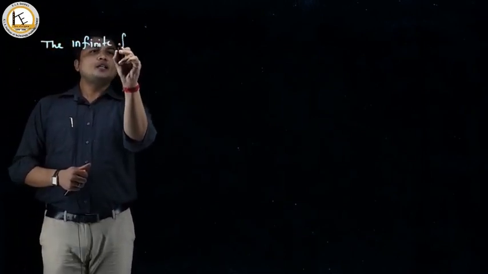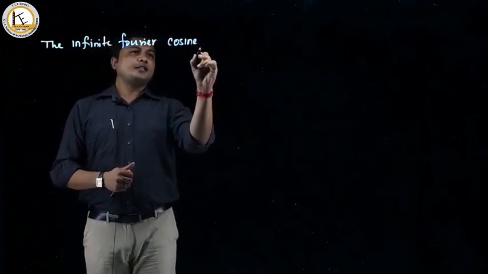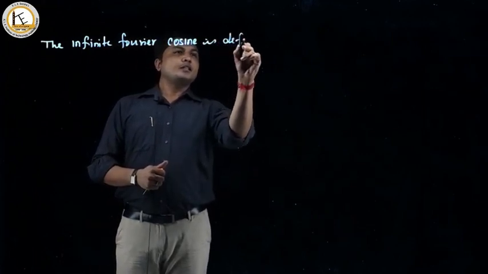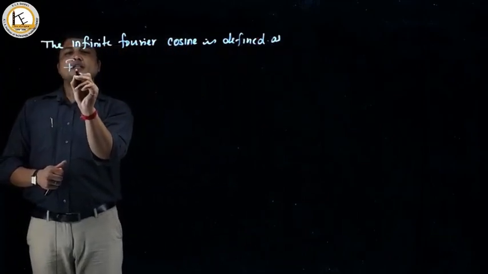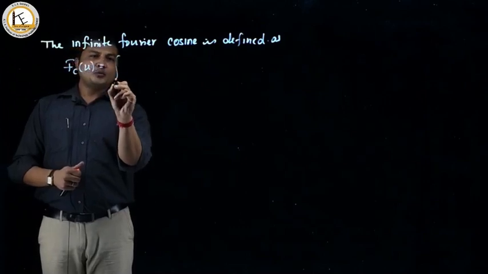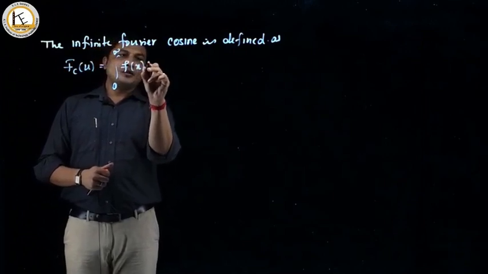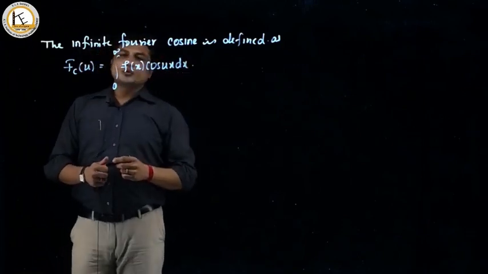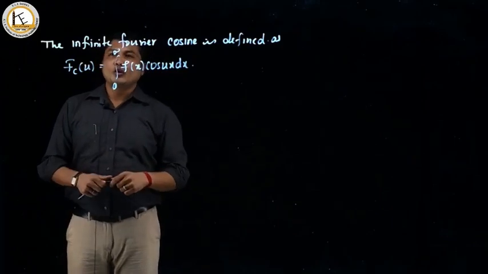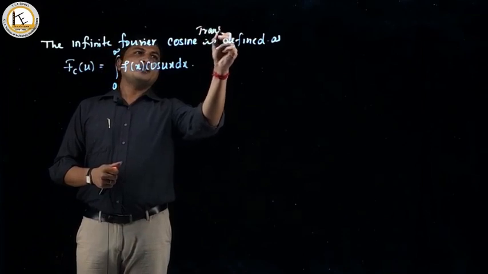The infinite Fourier cosine transform is defined as fc of u is equal to integral between 0 to infinity f of x into cos ux with respect to x. So this is the mathematical representation of the Fourier cosine transform here. Okay, it is Fourier cosine transform.